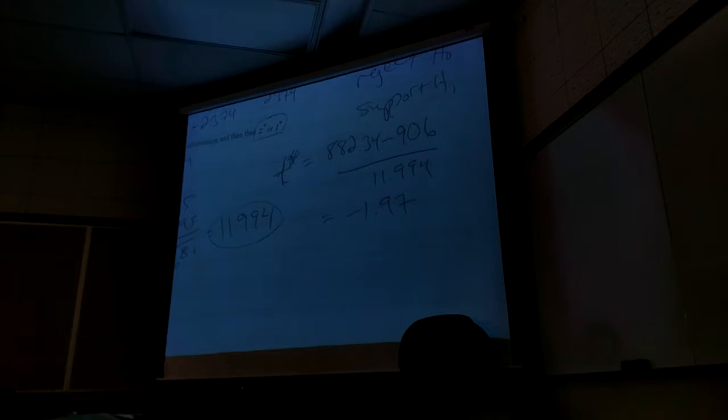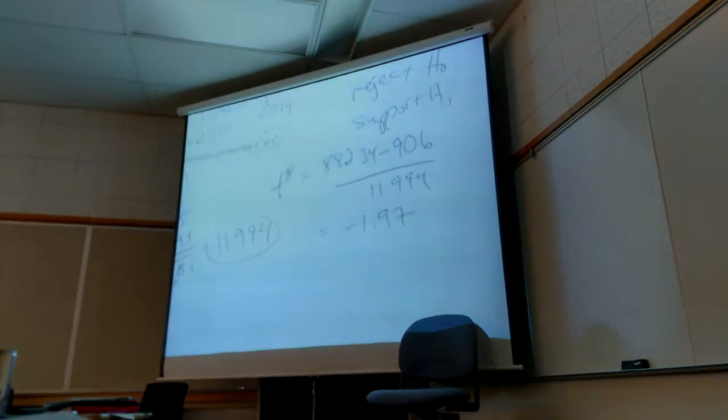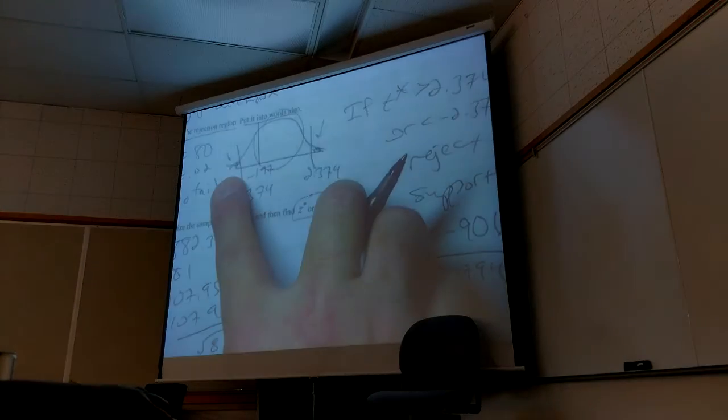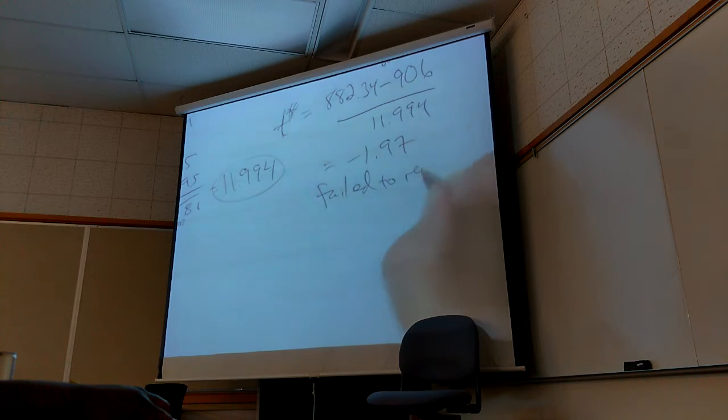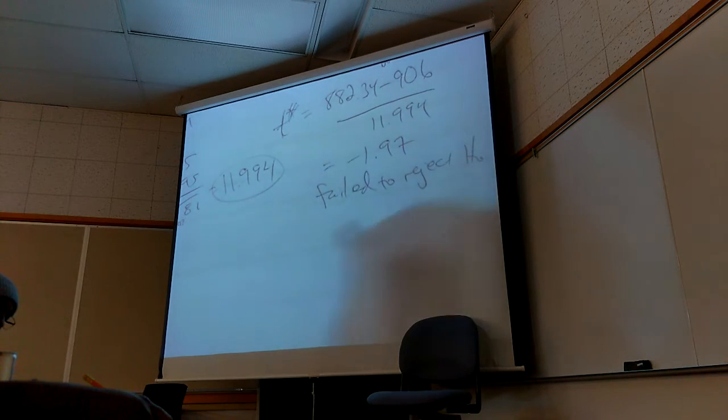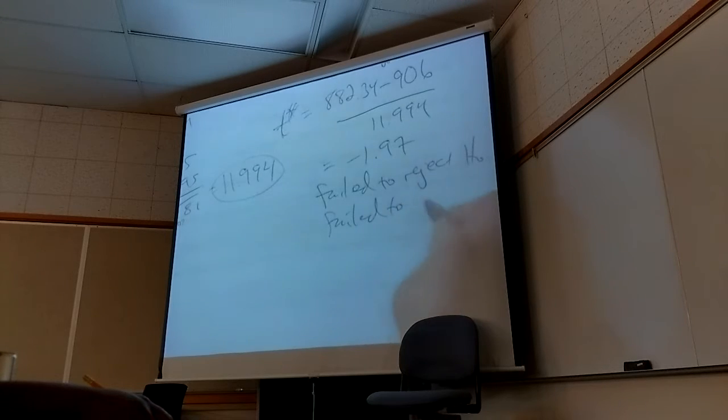So what does that mean? Negative 1.97. Did we make it? No. So we failed. We failed to reject the null. Failed to support the alternative.